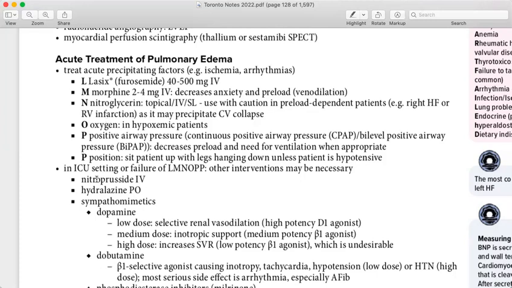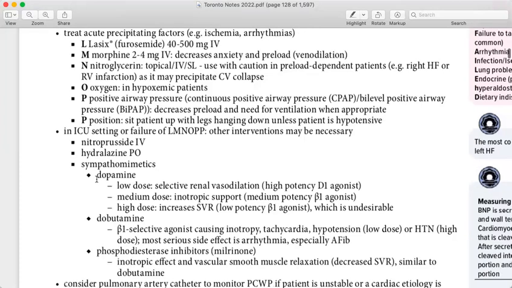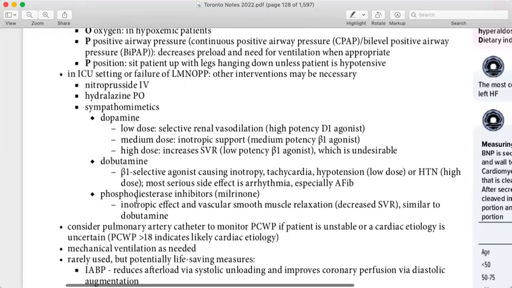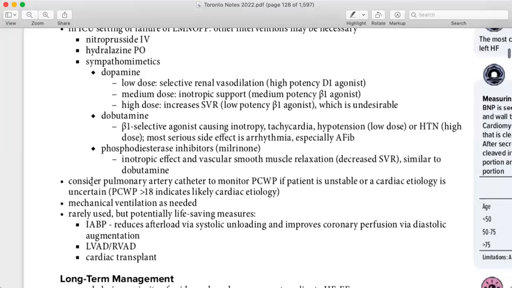But in a CDM question, you are going to think about what you need to do as an emergency physician. Then dopamine, dobutamine, and then phosphodiesterase inhibitor. Consider the pulmonary artery catheter to monitor the PCWP. If the patient is unstable, obviously it is done by a cardiologist. Mechanical ventilation is needed, and then rarely used are these ones.